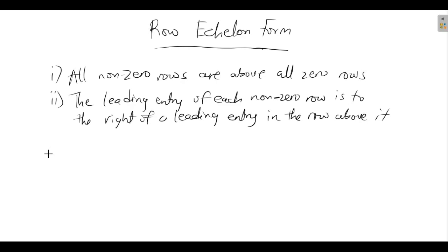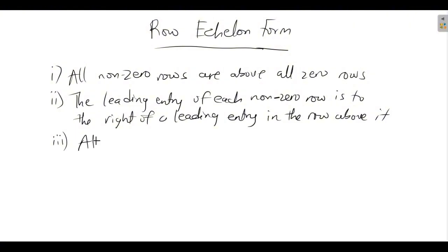That's the second condition. So the leading entry is the value that starts the row. That is what we call the leading entry. And that leading entry of each non-zero row is to the right of a leading entry in the row above it. I'll use an example to show you, but let's list the conditions.